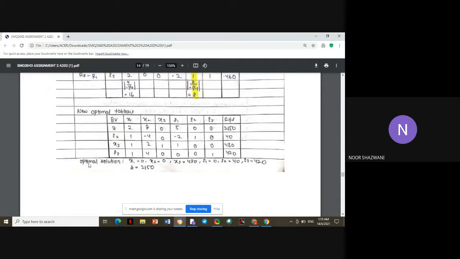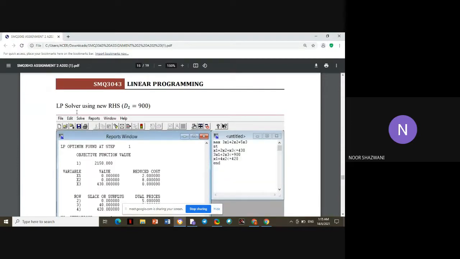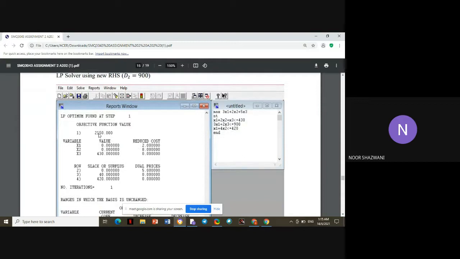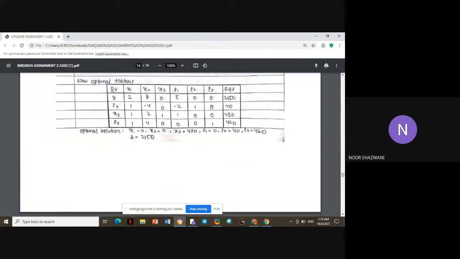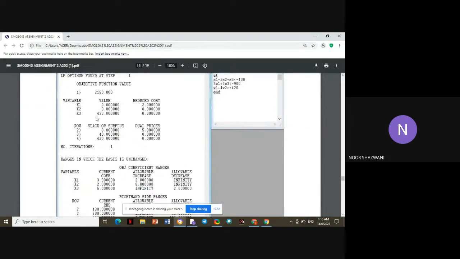We can find the optimal solution, which is x1 equals 0, x2 equals 0, x3 equals 430, s1 equals 0, s2 equals 40, s3 equals 420, and the z value is 2150. Okay, from this value, I compared with the LP solver. Okay, this one is the z value. It's the same answer as this calculation.